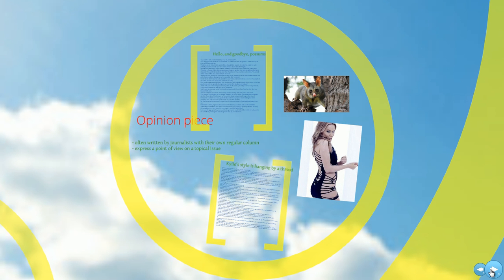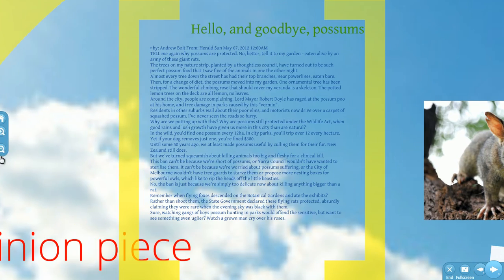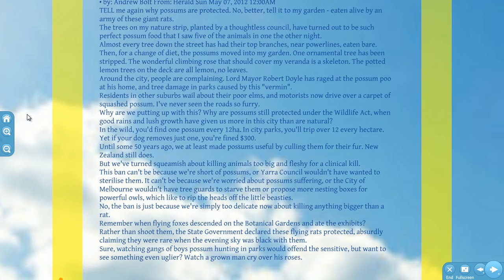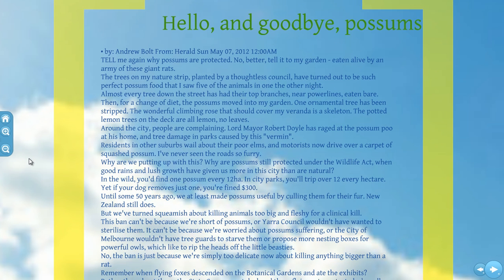The next example, the opinion piece. Okay, so a particular journalist, often with a regular column, like a weekly slot in the newspaper, will write their own personal views on a particular issue, something topical, something current. This example by Andrew Bolt, from the Herald Sun, is about the government stance on protecting possums. Now, his tone is outraged. He's shocked at the government's position protecting what he calls giant rats.